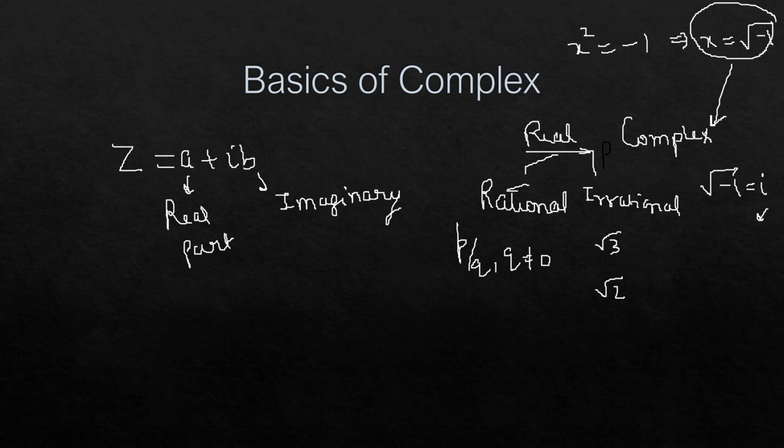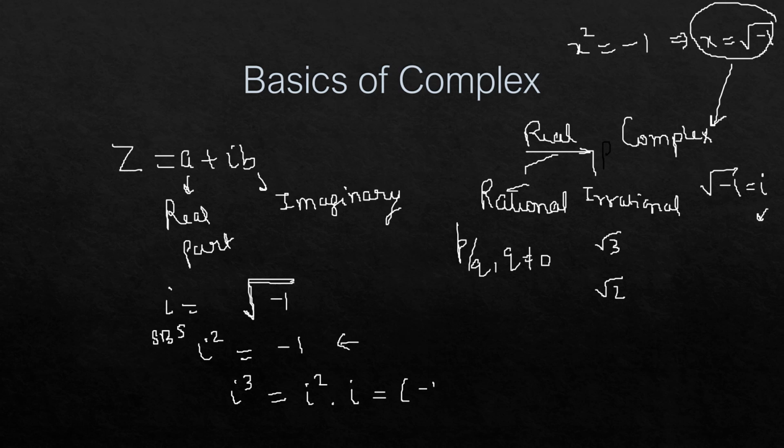So if you have iota as square root of -1, what would be iota square? If you do squaring on both sides, root -1 squared is -1. The squaring of the square root will cancel, so you'll get -1. If you have to find iota cube, you can write it as iota square into iota. We have just found iota square as -1 and this is iota. So this is minus iota, correct? This is how you can calculate the value of these complex numbers.